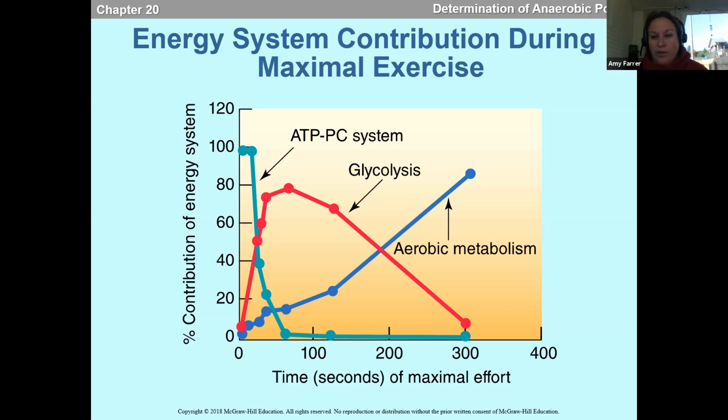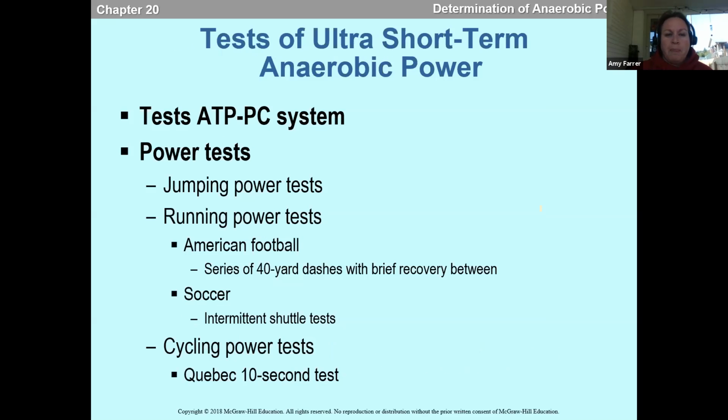This particular graph that I have up is one that you need to have in your brain. It's the easiest way to look at the transitions between the energy systems, to see the overlap, and to make your best determination on which test to complete.